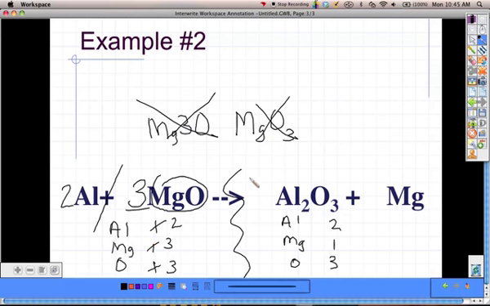So I'm almost good. My aluminums are good, my oxygens are good, my magnesiums used to be good, but they're not anymore. If I put a 3 in front of the magnesium there, though, I am good.